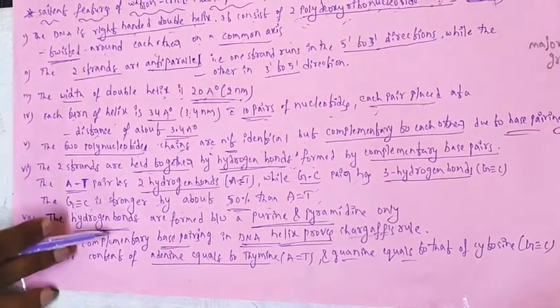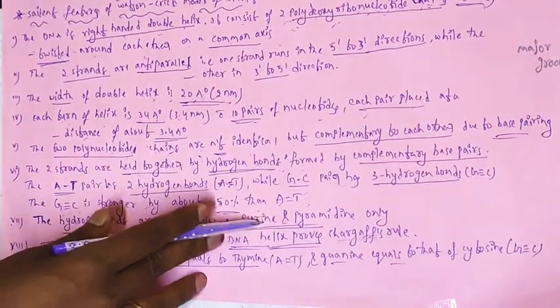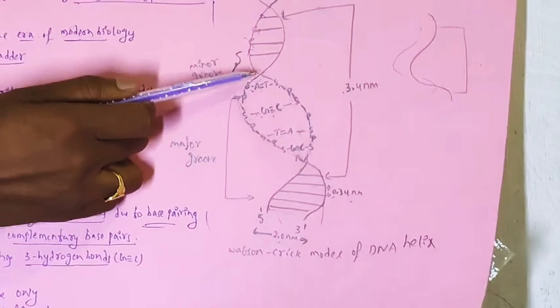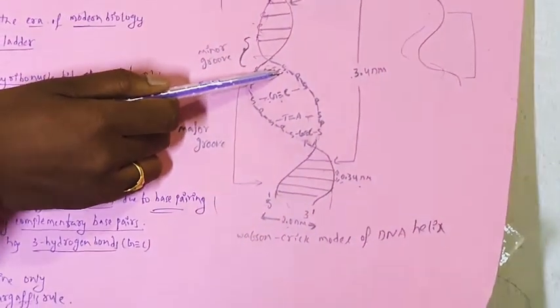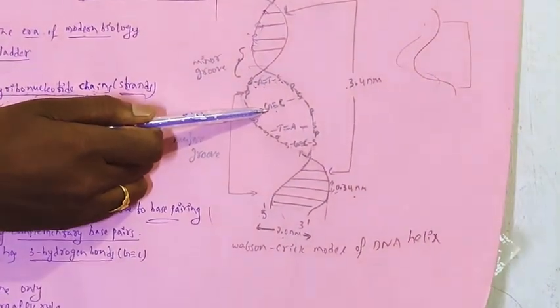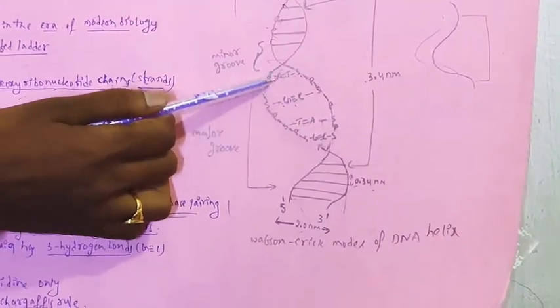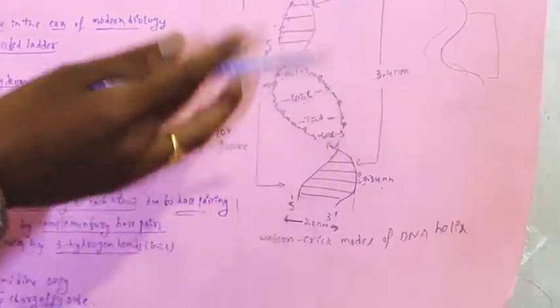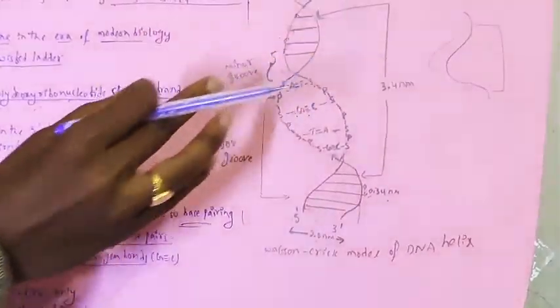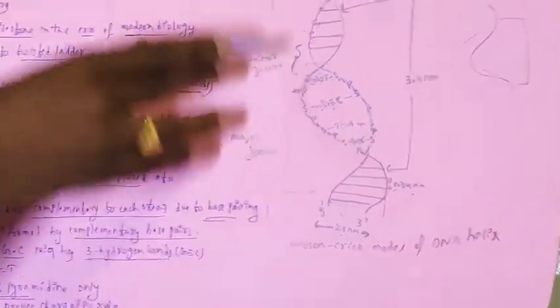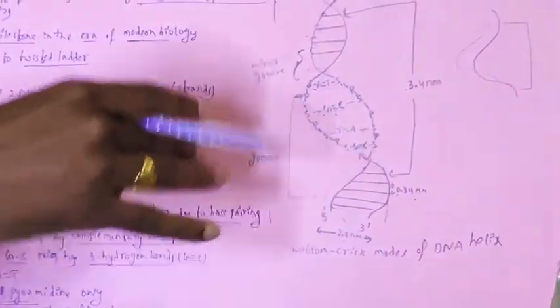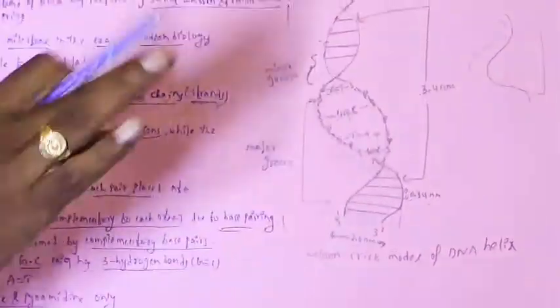The hydrogen bonds are formed between a purine and a pyrimidine only. You can see adenine is a purine and thymine is a pyrimidine; guanine is a purine and cytosine is a pyrimidine. The connection happens between one purine and one pyrimidine only. No two purines or two pyrimidines are connected with each other. That is the base pair. We know that adenine and guanine are purines, and cytosine and thymine are pyrimidines.